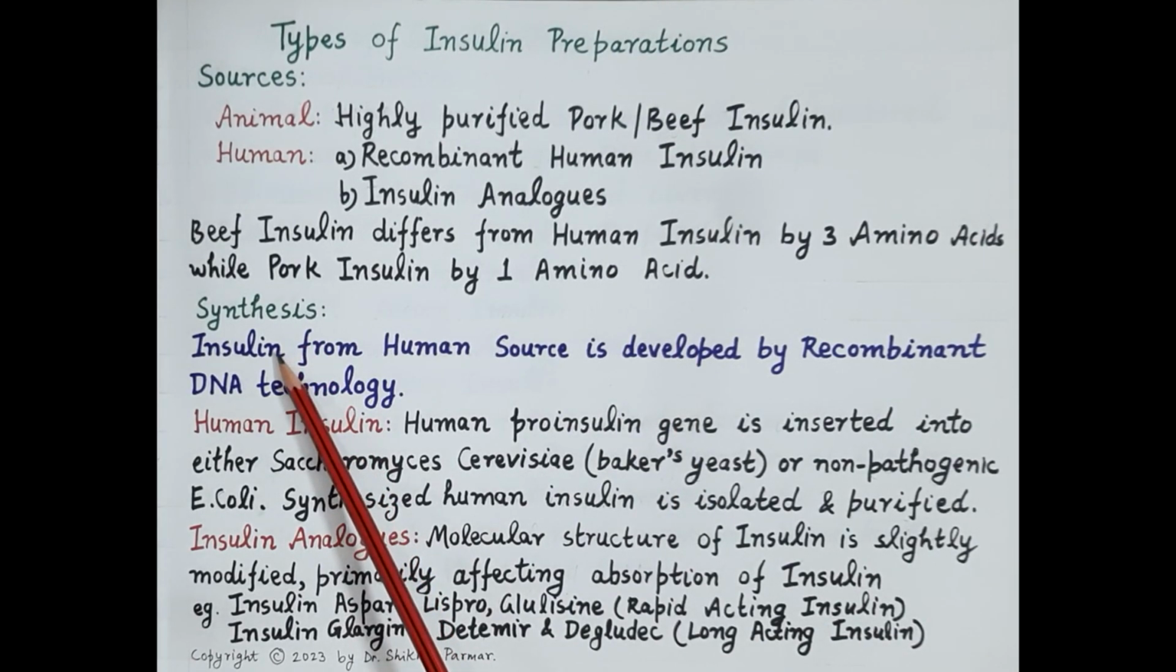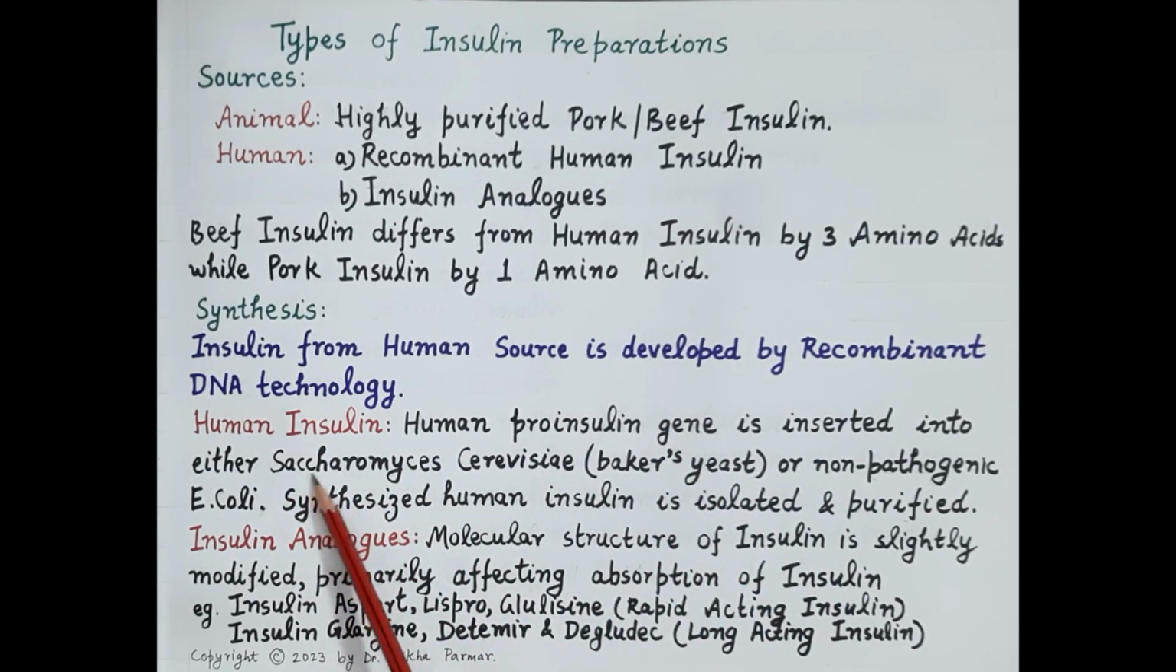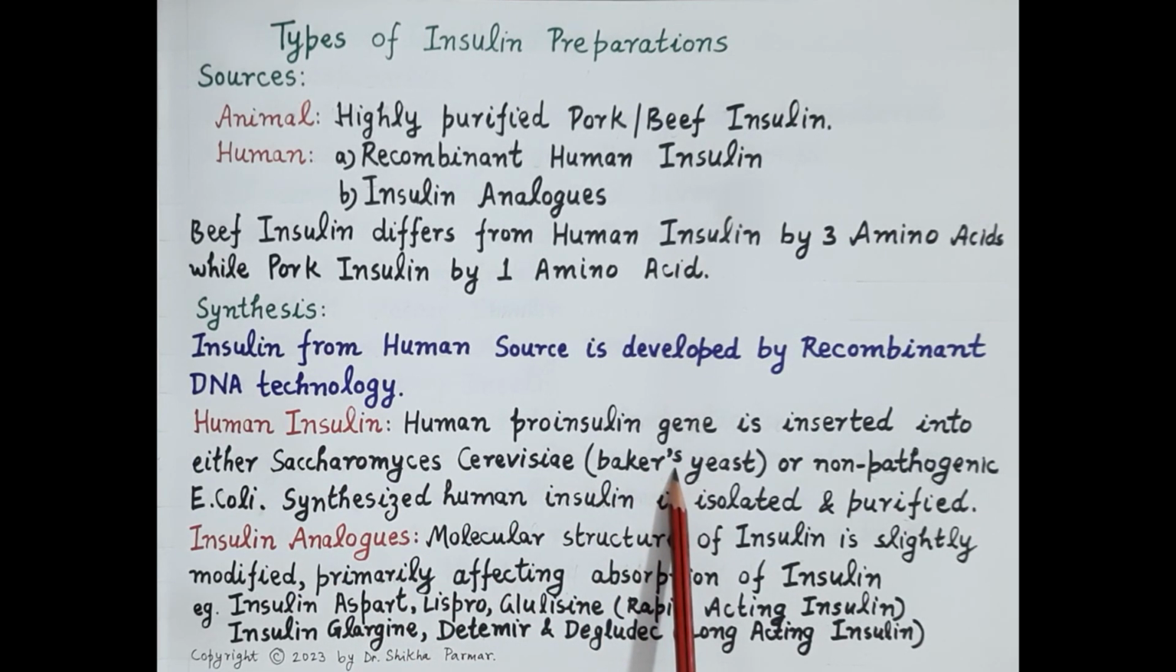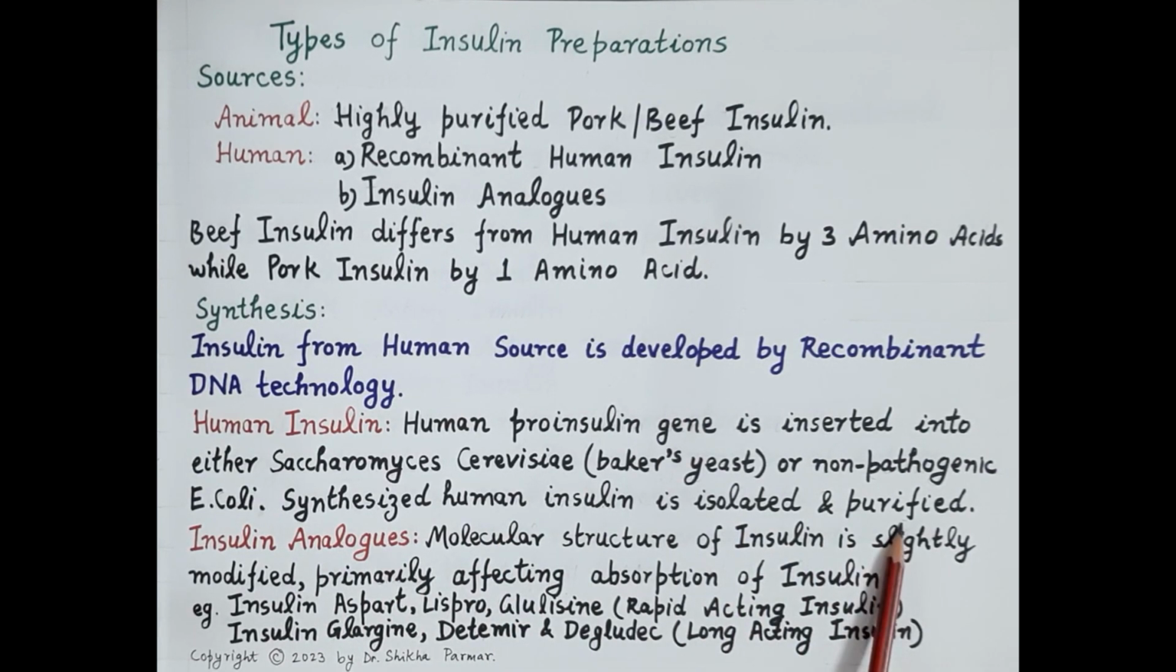Now, let's talk about the synthesis of recombinant human insulin and try to understand what insulin analogs are. Now, insulin from human source is developed by recombinant DNA technology. For synthesis of human insulin, the human proinsulin gene is inserted into either Saccharomyces cerevisiae, that is baker's yeast, which is utilized for making bread, or into non-pathogenic E. coli. These organisms produce human insulin. So, the synthesized human insulin by these organisms is then isolated and purified.